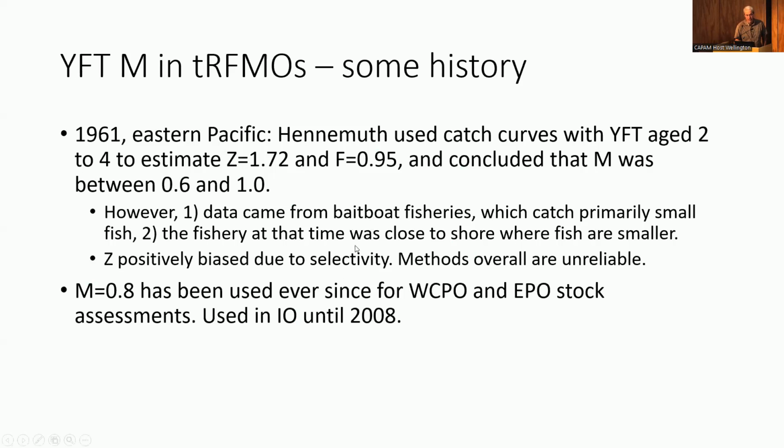But I guess it's something about how we do stock assessments. We haven't had much other evidence of what M is, and as a result, M of 0.8 has been used ever since in the WCPO and EPO stock assessments, and it was used in the Indian Ocean until 2008 when the tagging estimates started to come in, which were much lower.